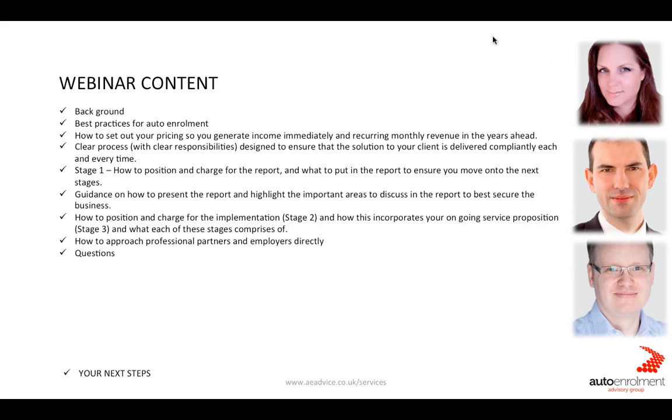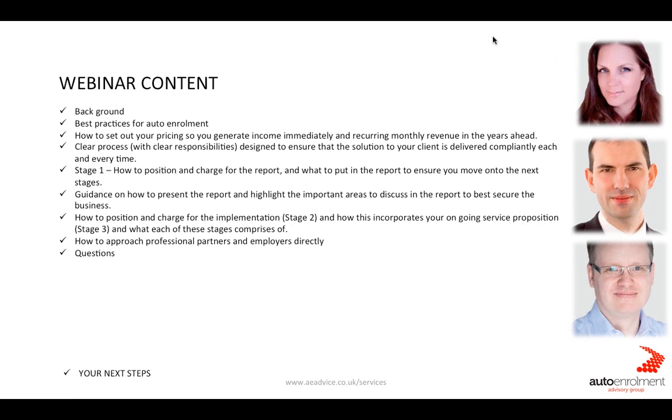And I will say this now, I'm sure I will say it again as time goes on. Auto enrolment isn't only about pensions, it's as much about systems and processes, and software actually, as it is to do with pensions. So we need to make sure that the processes in place are really clear and robust.